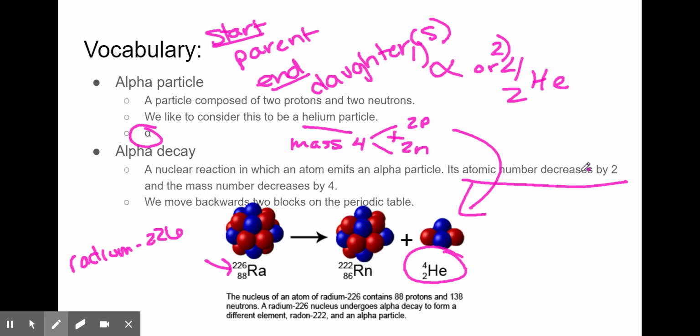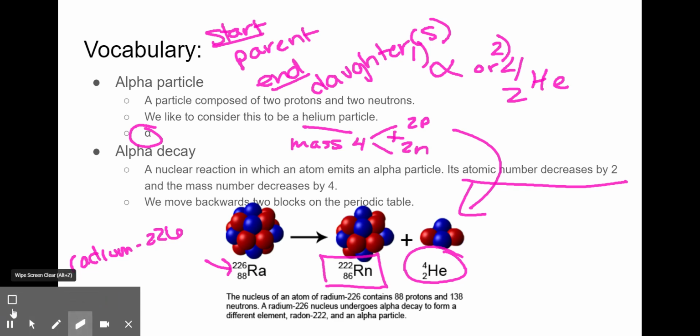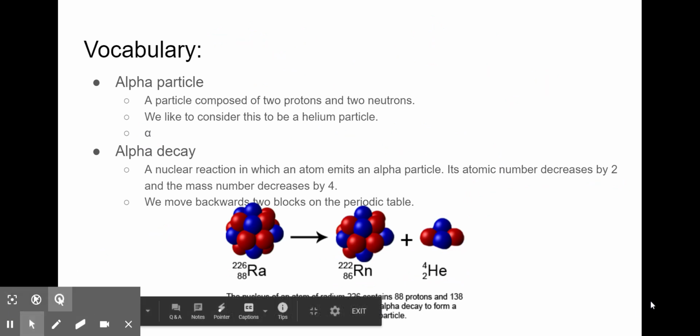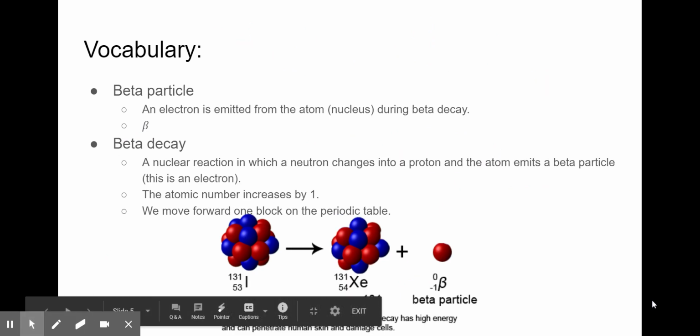Well, this says the atomic number decreases by 2 and the mass number decreases by 4. We'll take a look. Here is my daughter. I have radon. Did my mass number decrease by 4? 226 to 222, sure it did. Did my atomic number decrease by 2? Sure, 88 to 86. That's something that's helping me prove that I did go through alpha decay.